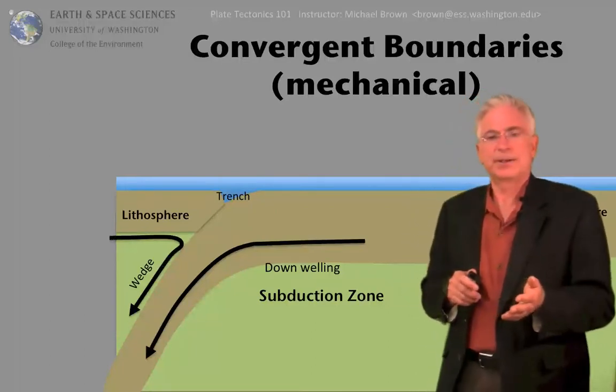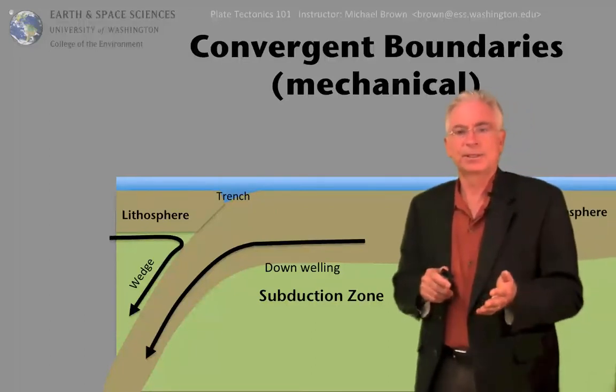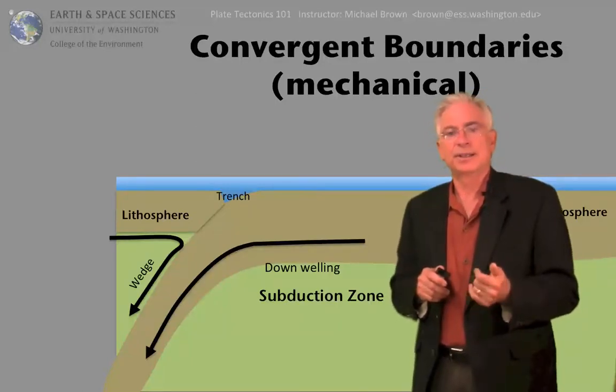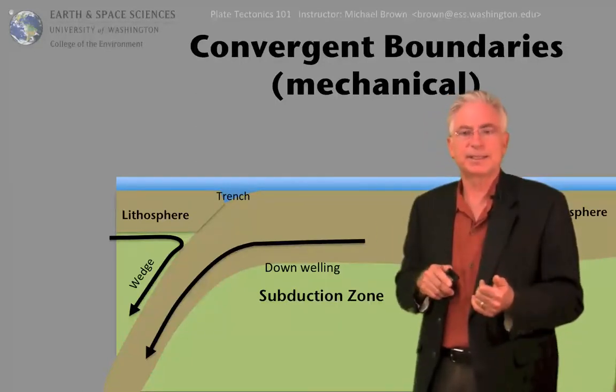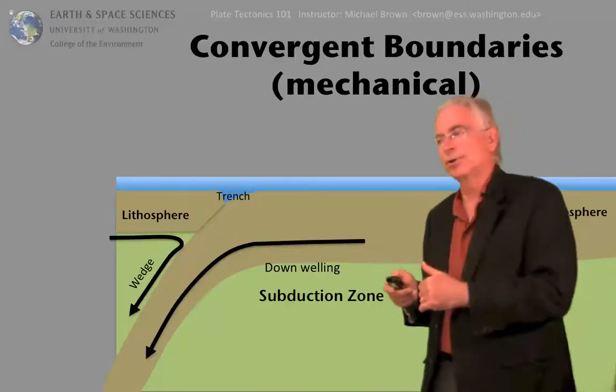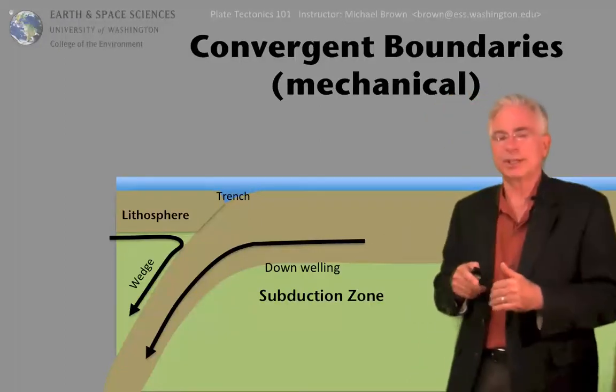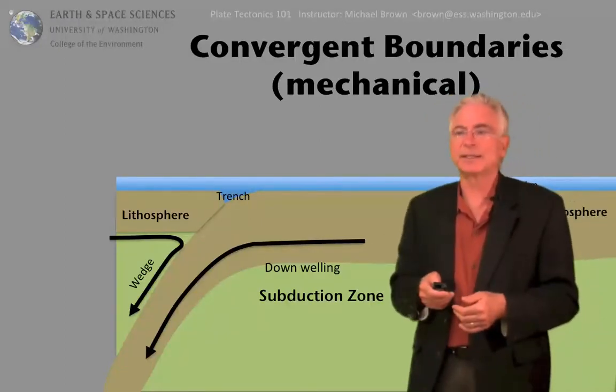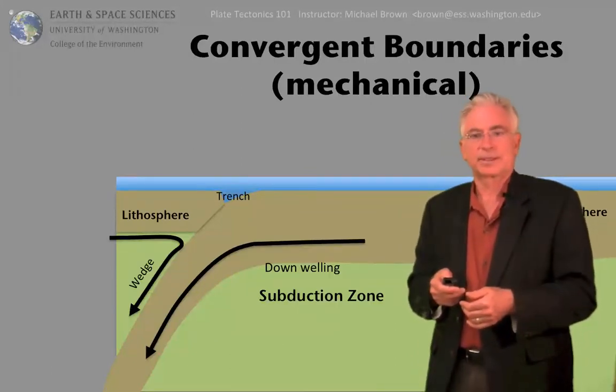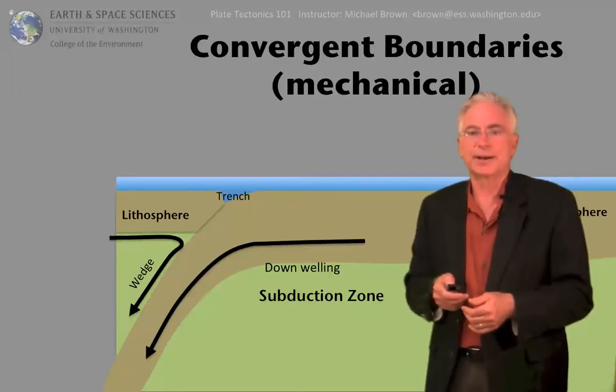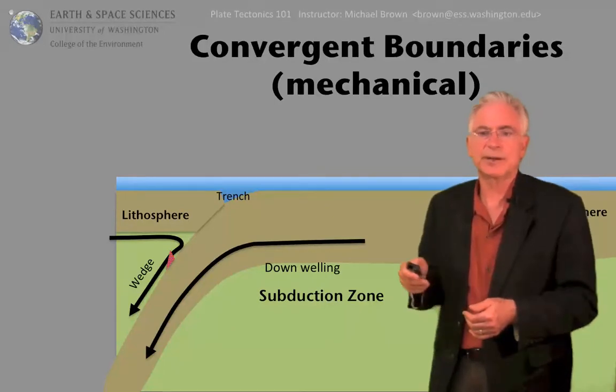Little extra bit here, there's the mantle underneath the overriding plate. It's called the mantle wedge, and it also will be part of the flow regime. It'll be pulled along with that subducting lithosphere going down.